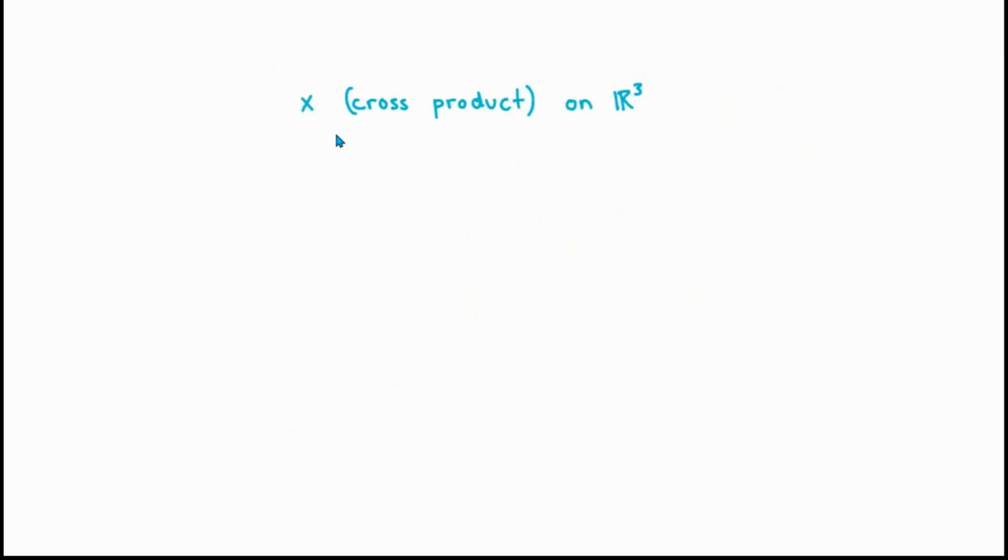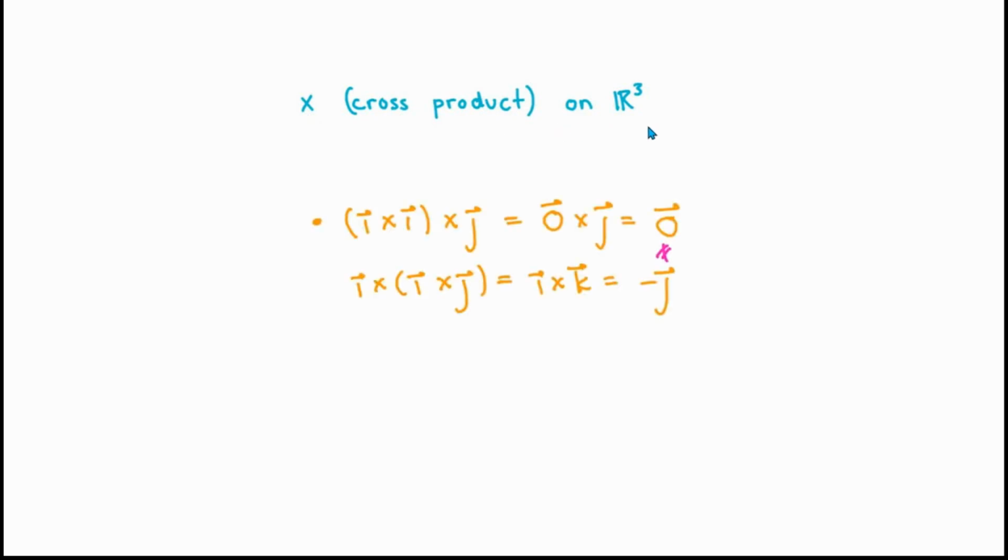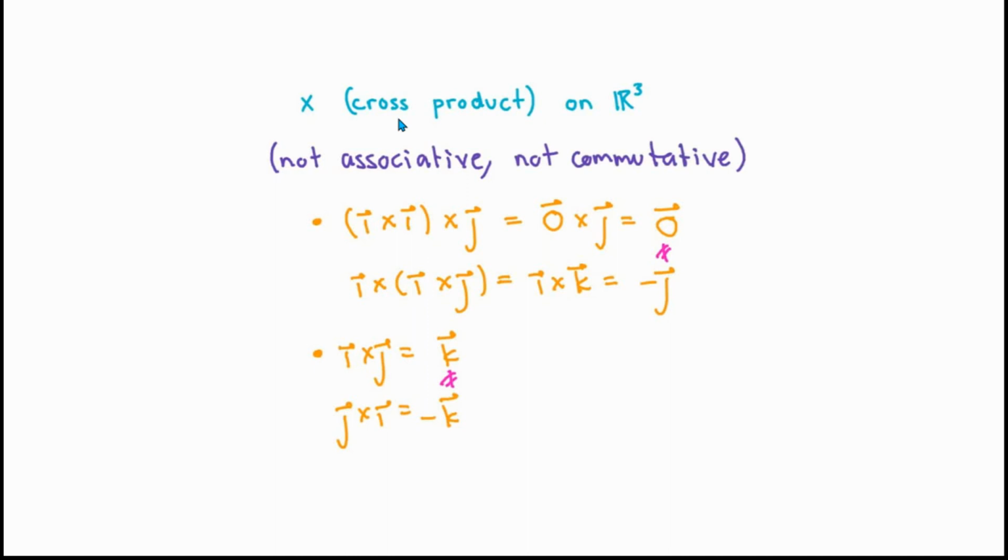How about the cross product on R3? Well, here again, it's a good idea just to play around with some examples. And I think that if you do that, you're going to convince yourself pretty quickly that this binary operation is neither associative nor commutative. You've probably seen examples like this when you were introduced to the cross product. But for example, if you compute i cross i, you get the 0 vector. And if you then cross that with the j vector, you still get the 0 vector.